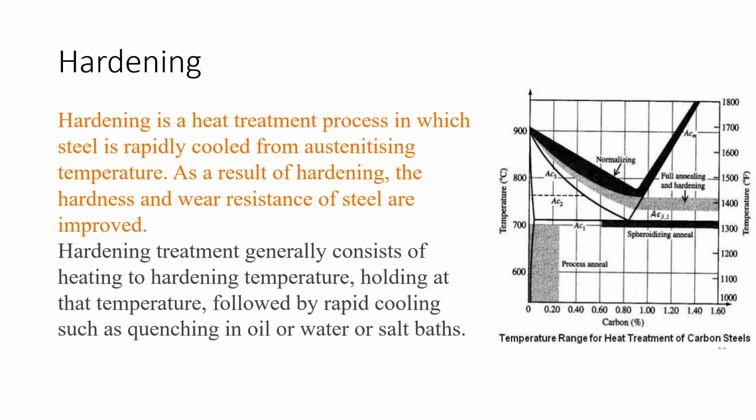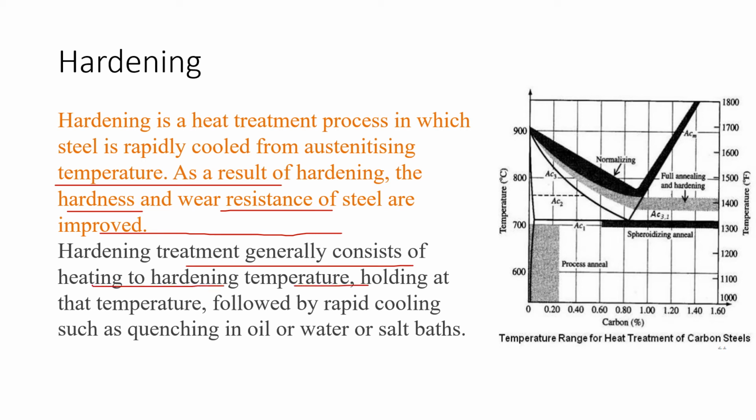Hardening. Hardening is a heat treatment process in which the steel is rapidly cooled from the austenitizing temperature range, which is usually 727 degrees centigrade or above. As a result of hardening, the hardness and wear resistance of steel are improved. Hardening treatment generally consists of heating to hardening temperature, holding at that temperature, followed by rapid cooling, such as quenching in oil or water or salt baths.